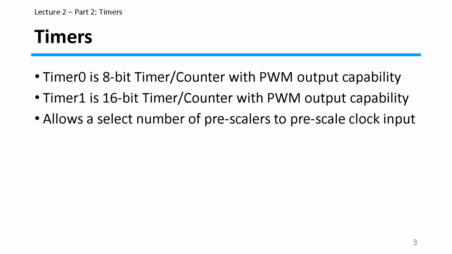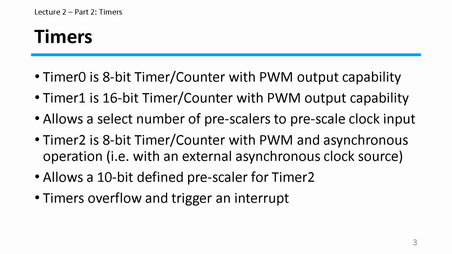So within your AVR, there are 3 timers that you're allowed to use. 2 of them are for use with internal clocks. So you have timer 0 and timer 1. Timer 0 is an 8-bit timer or counter with PWM output capability. Now, timer 1 is a 16-bit timer counter with PWM output capability as well. And with these 2 timers, you can select a number of predefined prescalers to prescale your clock input.